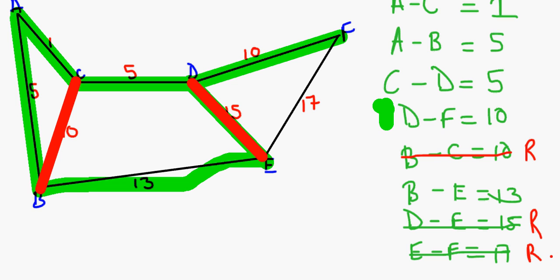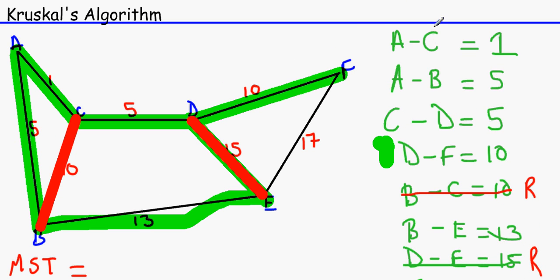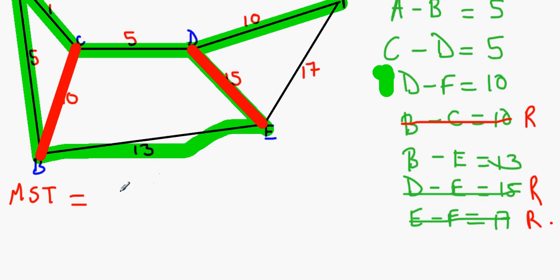And then all you need to do to find the minimum spanning tree, or the minimum weight, is add up the numbers which haven't been rejected. So 1 plus 5 is 6, plus 5 is 11, plus 10 is 21, plus 13 is 34, and the MST is going to equal 34.